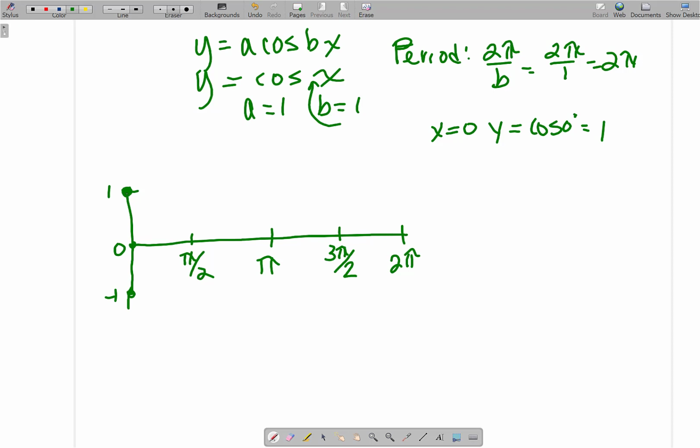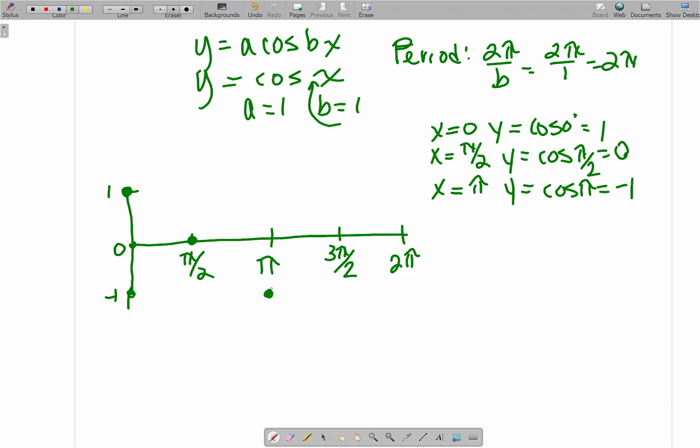Let's go to pi over 2. If x equals pi over 2, substitute into our equation, y equals the cosine of pi over 2. And what is the cosine of 90 or pi over 2? It's 0. So at pi over 2 it is 0. Let's try x equals pi. Y would equal cosine of pi, and the cosine of pi is negative 1. So we go down to negative 1.